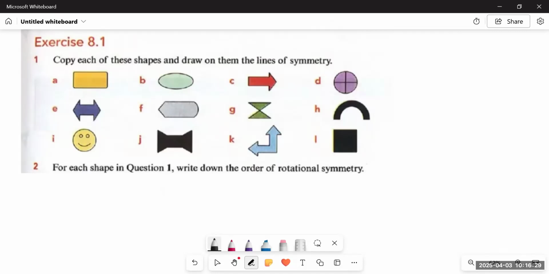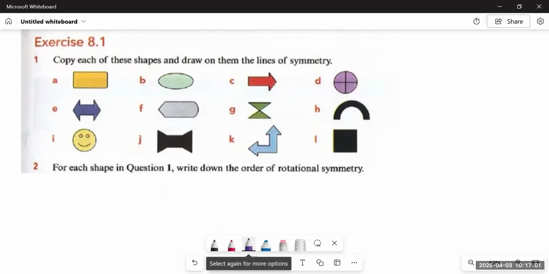To keep it simple, we can say that when you fold a shape along its line of symmetry, one half of the shape will fit exactly on top of the other half. Let us take an example of the rectangle given in part A of question number 1. In question 1, we have to copy each of these shapes and draw on them the lines of symmetry, that is, how many lines of symmetry can fit into it.